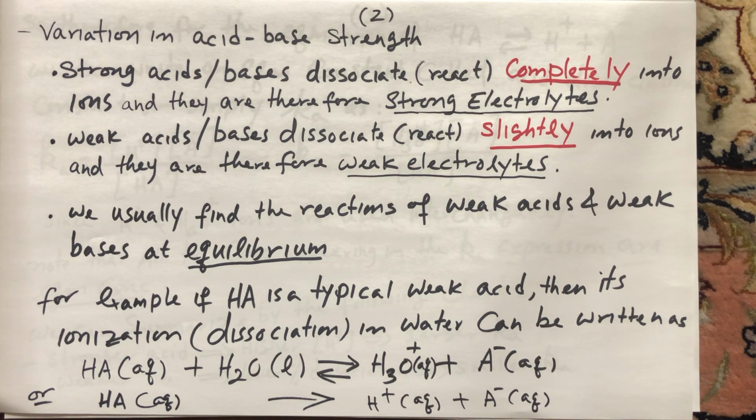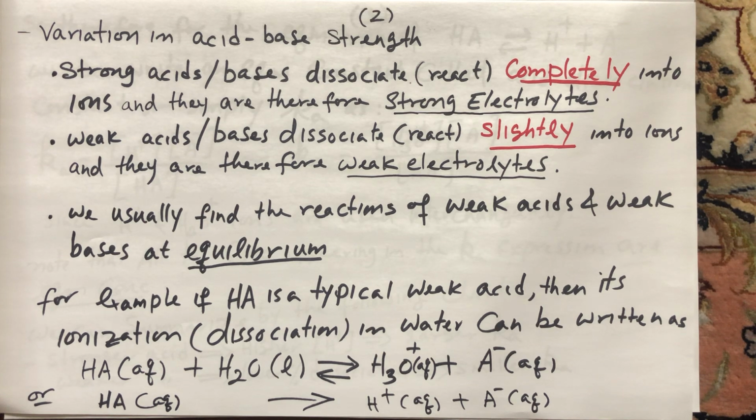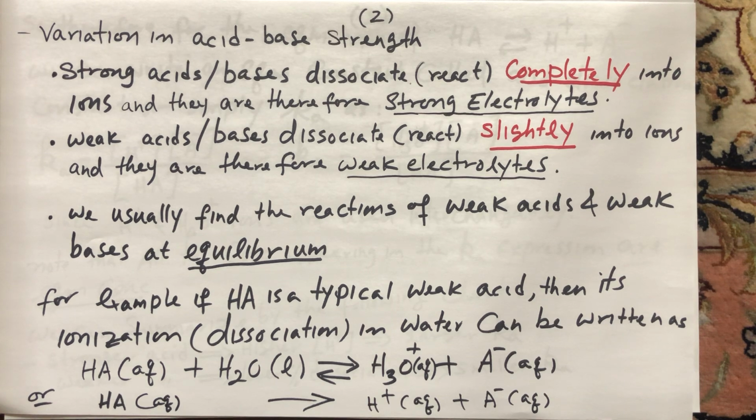Now, when it comes to weak acids and weak bases, we usually have equilibrium established for those classes of compounds. And this is probably a good place to mention that for strong acids and strong bases, the reaction goes to completion. Therefore, there is no equilibrium. We only have equilibrium for the case of weak acid, weak bases. So this is important to remember and distinguish from the case of the strong acid, strong bases.